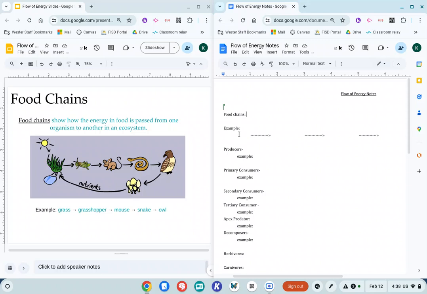All right, right below here, there's some room for you to write an example. So I want you to go ahead and write the example that you see on the screen. So right here, you would type grass, and then after the arrow, you can type grasshopper, and then you can type mouse, and then you can type snake, and then you could add owl at the end as well.